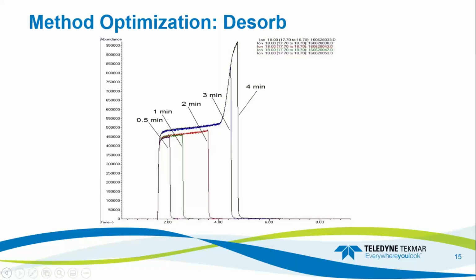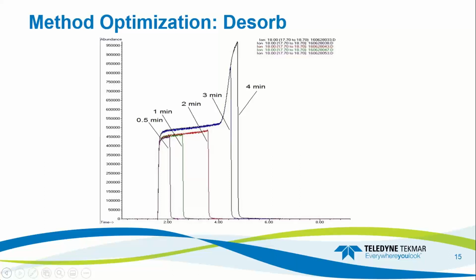So shown here, we have 5 mL sample purge and a range of desorb times from 0.5 minutes to 4 minutes. And with that 4 minute desorb time, the water peak is going all the way out to a retention time of 5 minutes. And in contrast with a 0.5 minute desorb, that water peak is gone within 2 to 2.5 minutes. Our research shows that the compounds of interest are out within 2 minutes, and in some cases, as soon as 1 minute or 30 seconds of desorption.